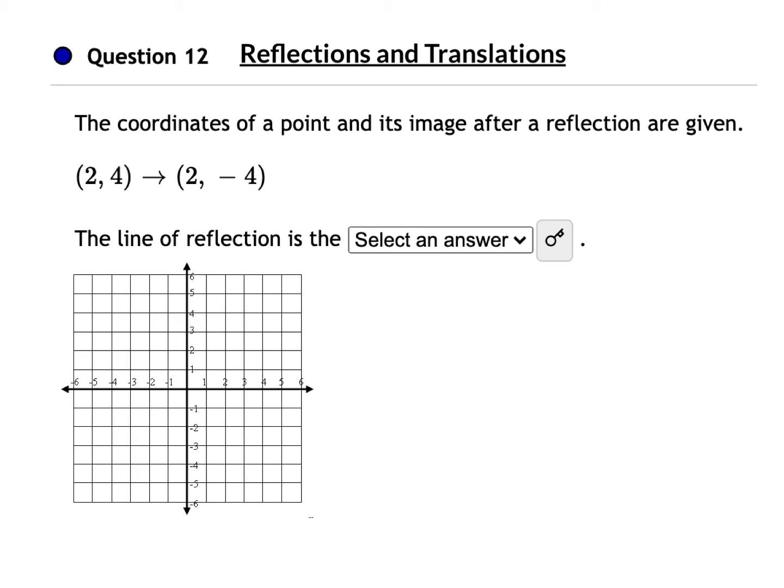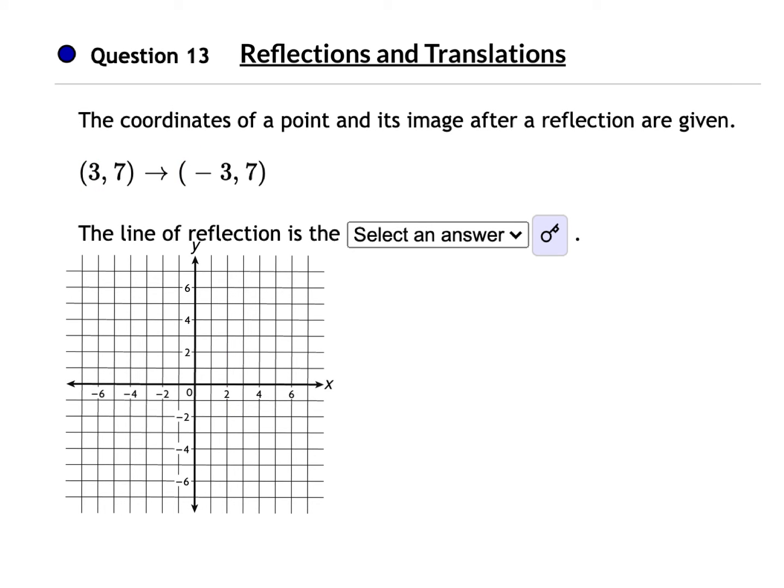Question 12. This is a transformation that takes the point 2, 4 right here and moves it to the point 2, -4. So we're going that direction. Notice how we're 4 units on the other side. This is our A and this is our A prime. This is reflection over the x-axis. Notice how x stayed the same and y is the opposite.